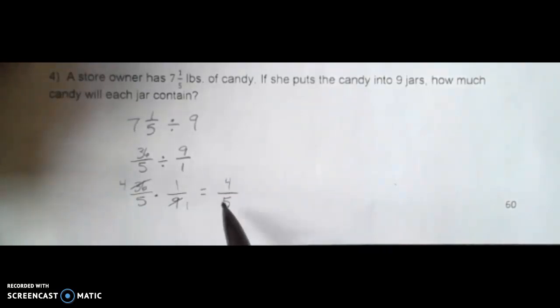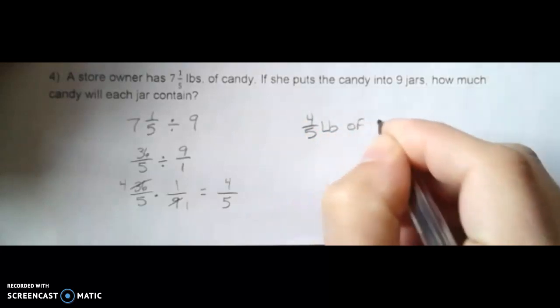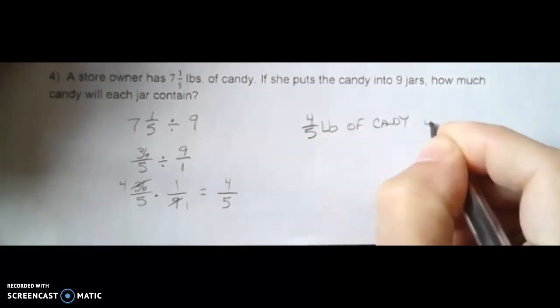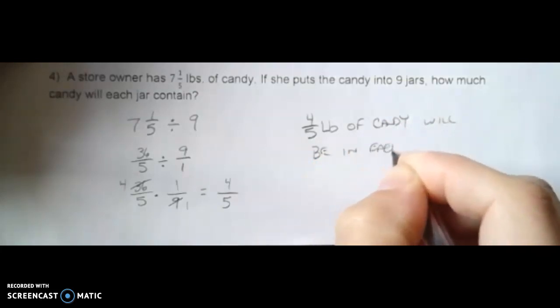Okay, and so this represents how many pounds of candy will be in each jar. So we can say 4/5 of a pound of candy will be in each jar.